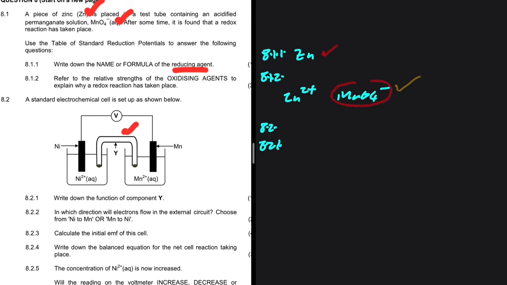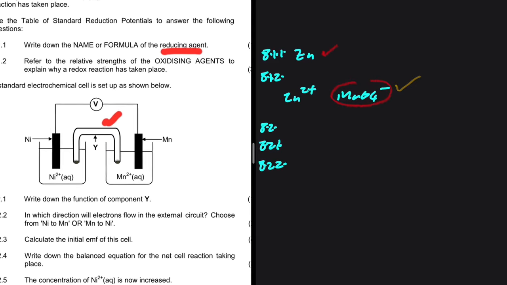There are a few things that the salt bridge does for an electrochemical cell. One, it completes the circuit. It also provides a path for movement of ions. That is just some of the functions of component Y, a salt bridge.